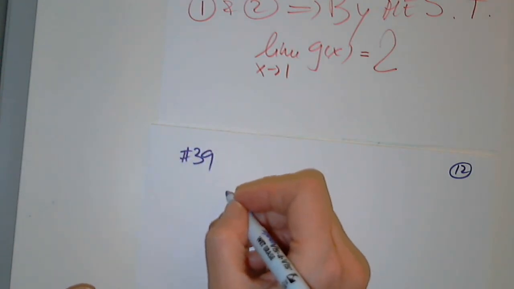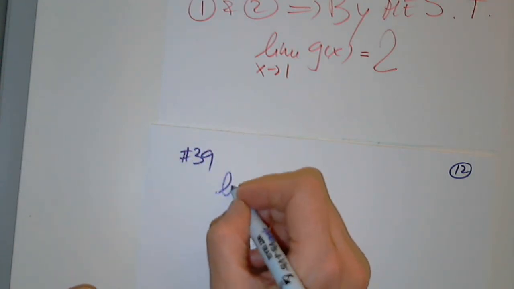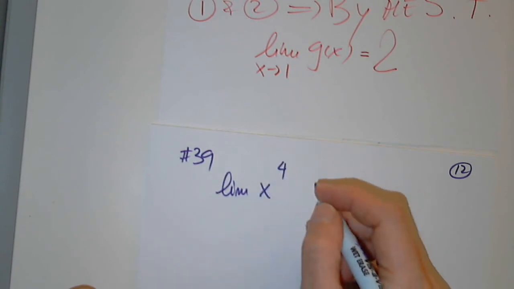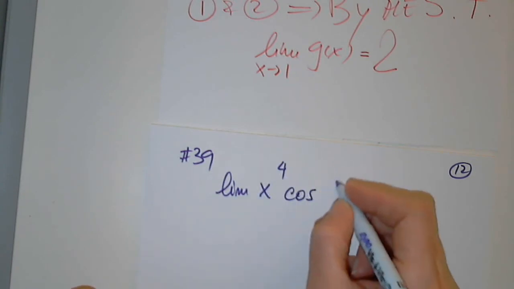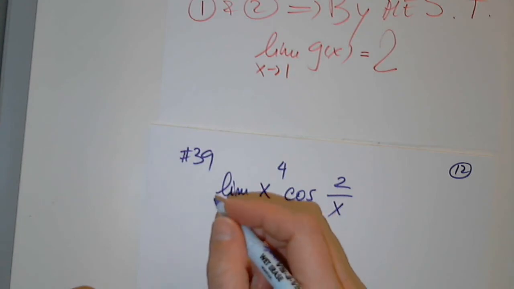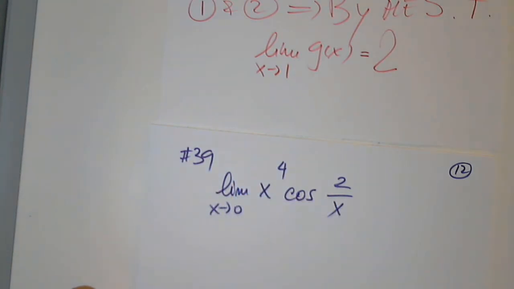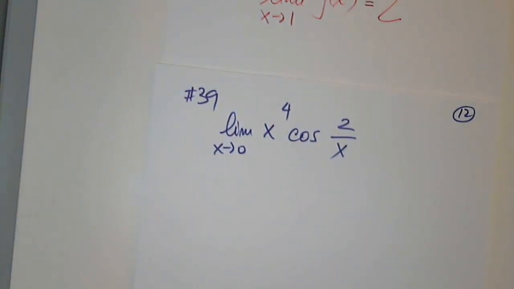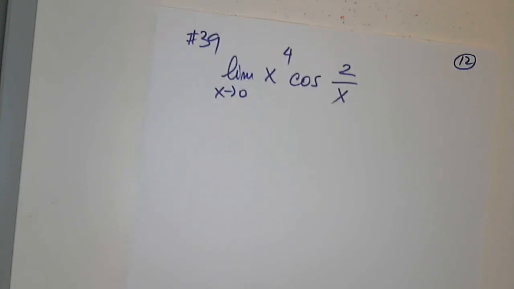So we're asked to find the limit of x to the fourth times cosine 2 over x when x approaches 0. We're asked to find the limit. What do we have to do first? Plug it in. Very good.